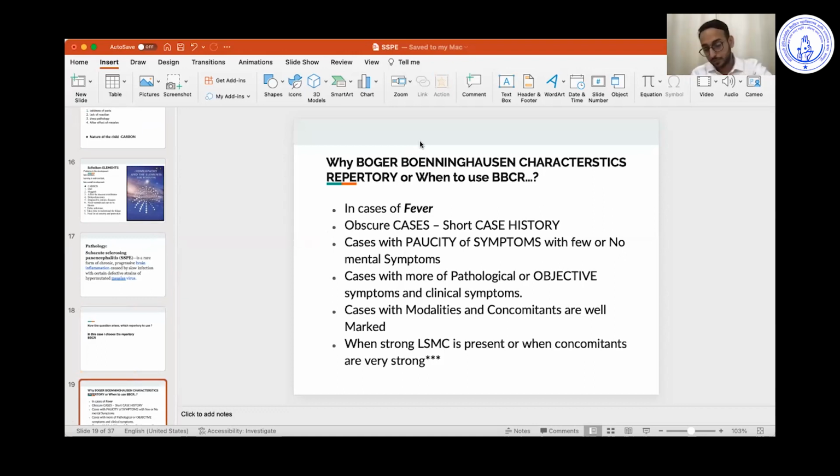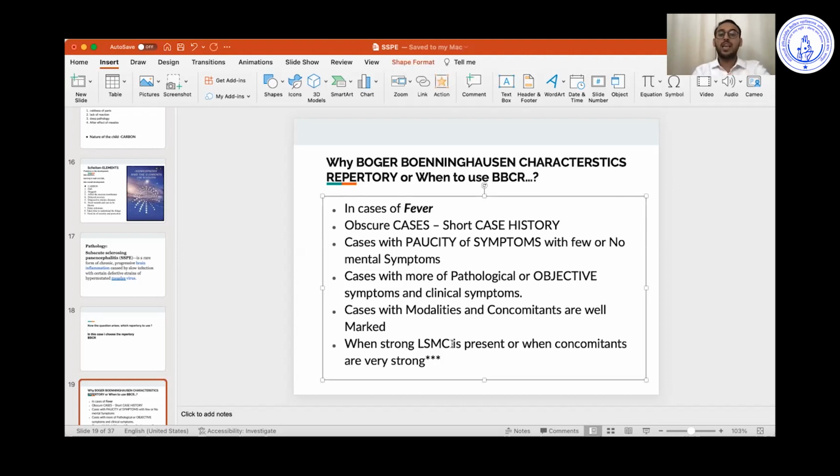When we know that the case is one of fever especially, and when we know that it's a deep pathological case, where the case is very short, not a long case, when we have a paucity of symptoms, more clinical examination reports, more objective symptoms, and when we know that it's a strong LSMC, which was also present in our case.